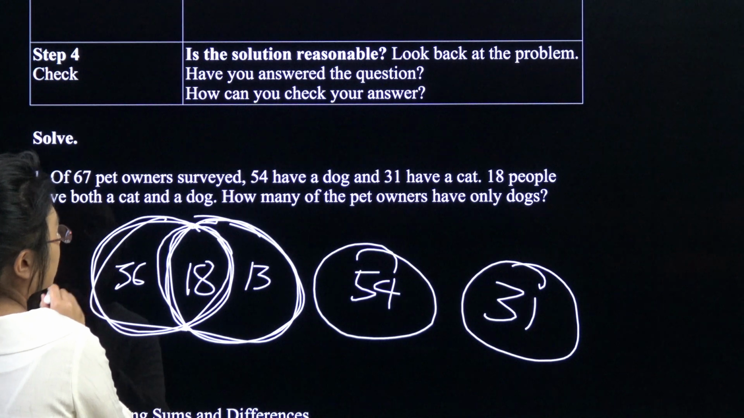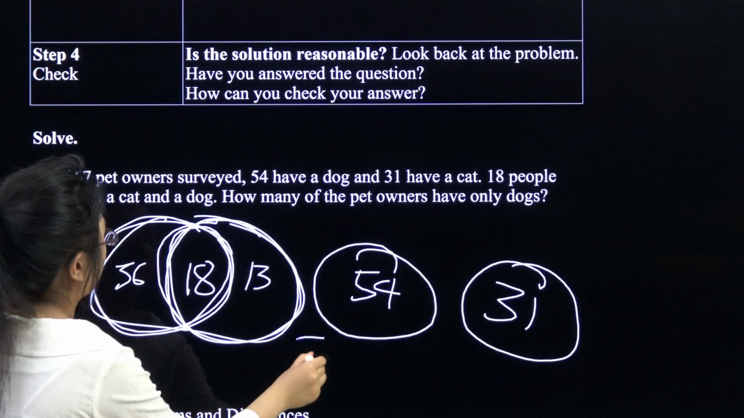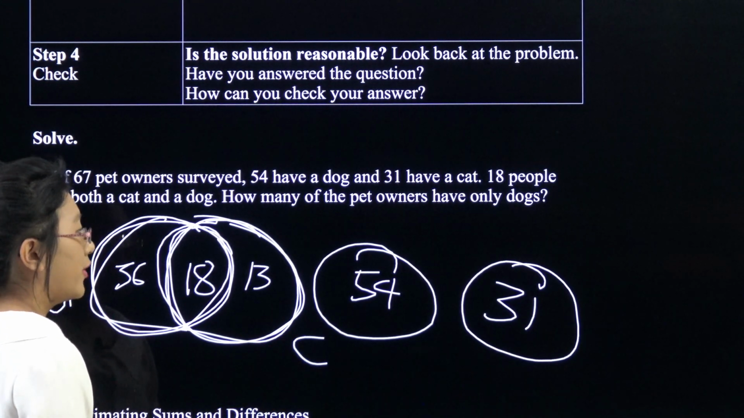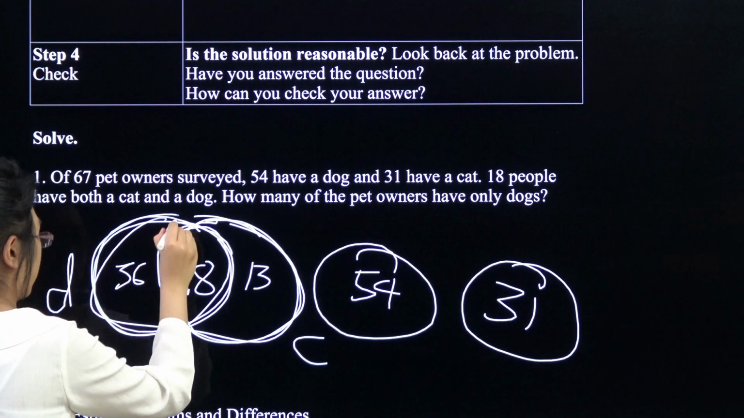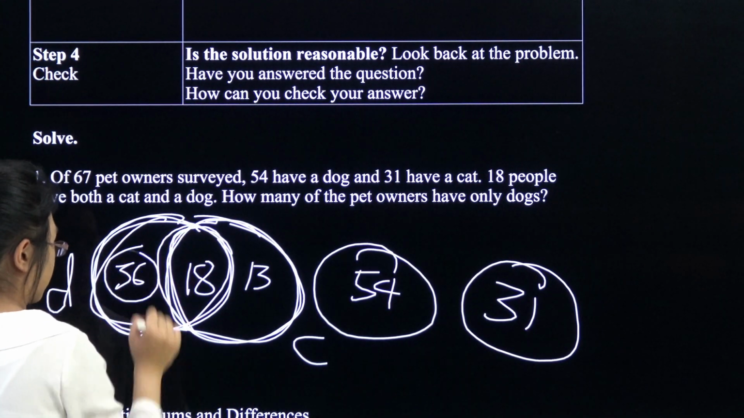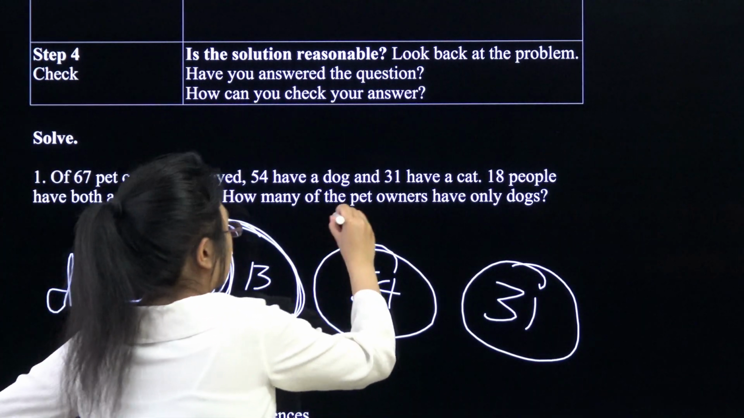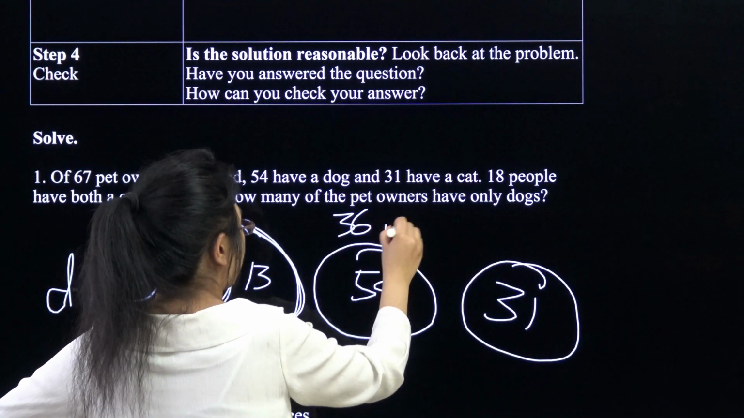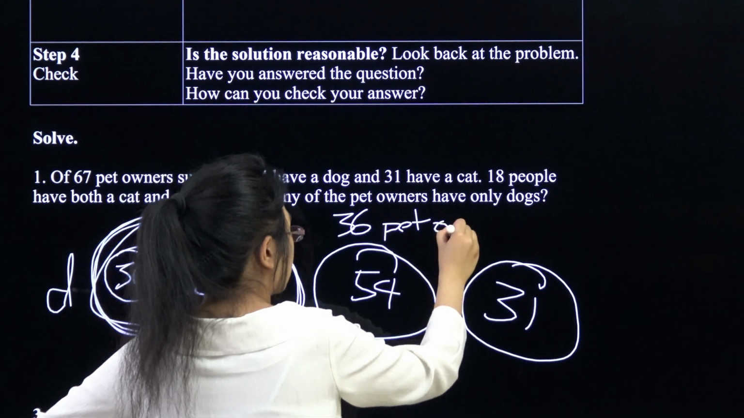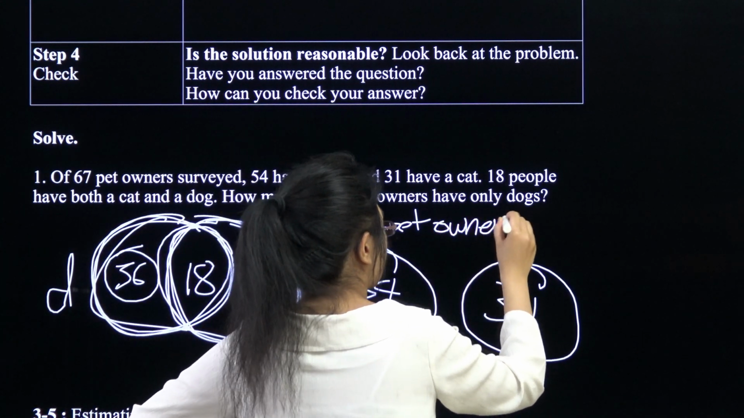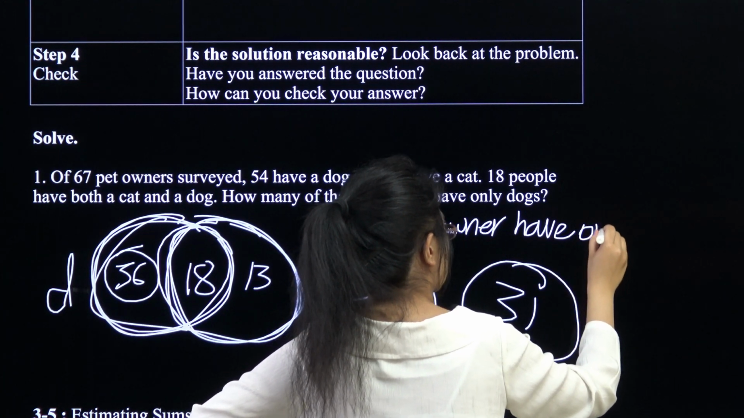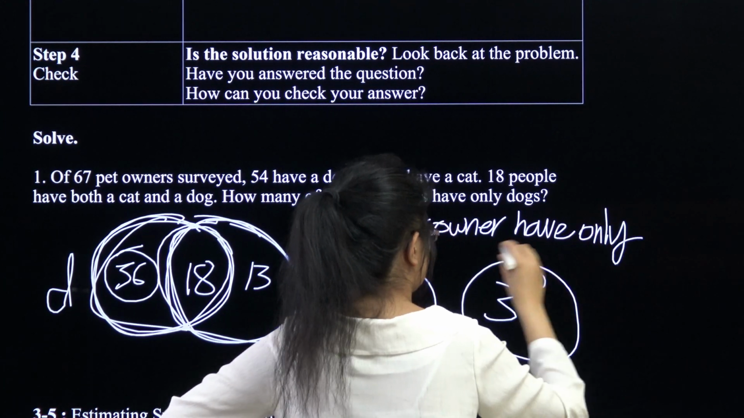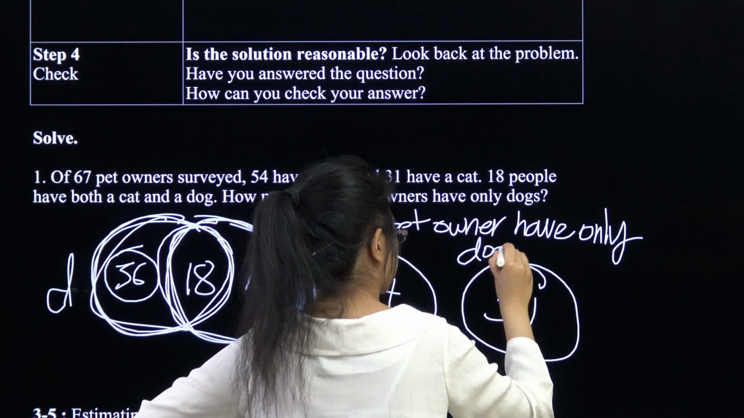Now, since this is the dog side and this is the cat side, how many of the pet owners have only dogs? Well, this would be the only dog lobe, which is 36. 36 pet owners have only dogs.